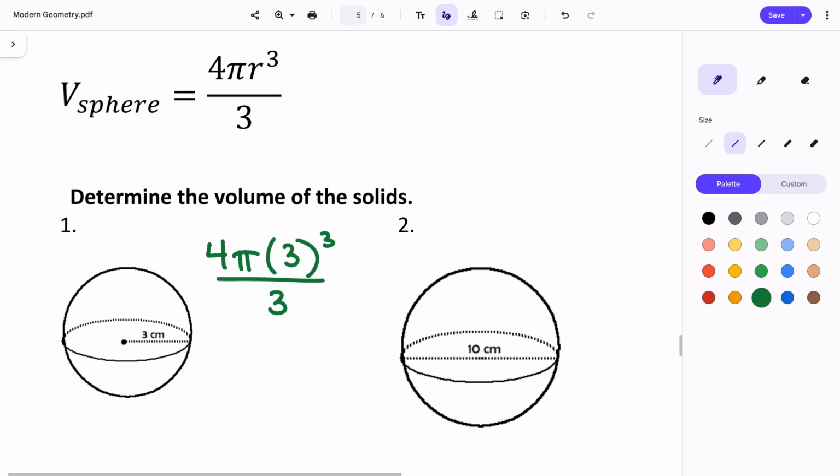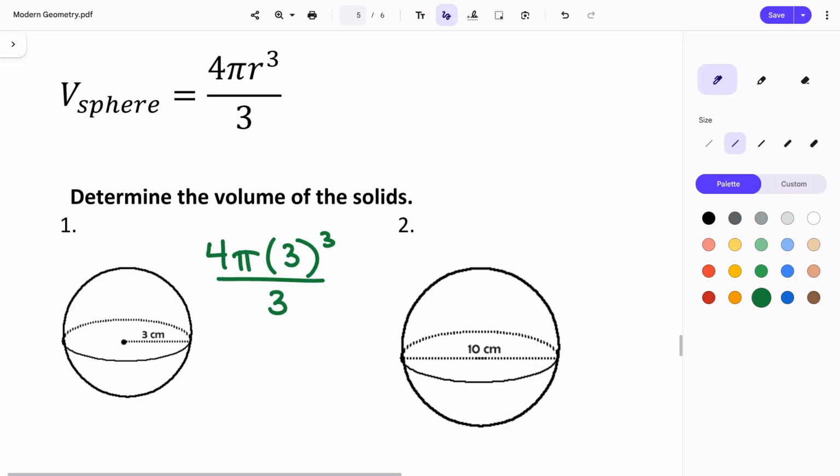Now, when you're typing this in, especially if you're working with your calculator, be careful that you don't try to do too much at one time, because if you don't know how to type it in correctly, your calculator will not do it correctly. Your calculator can do a lot of things, but it doesn't know order of operations. It's just going to follow what you type in. So for this one, I would take 4 times 3 to the 3rd power. Let's leave pi out of it for right now. And then after you do the numerator, then divide that by 3.